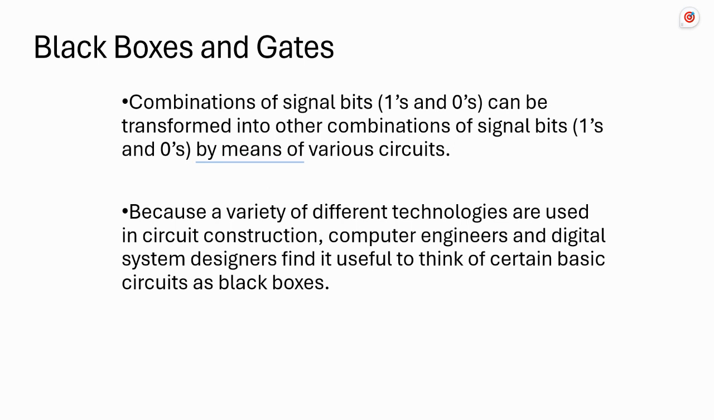So we know that signals in computers are sent through bits of ones and zeros, and we can transform them into other combinations of ones and zeros by means of a circuit. Because of a variety of different technologies that are used in circuit construction, computer engineers and digital system designers find it useful to think of certain basic circuits as black boxes.